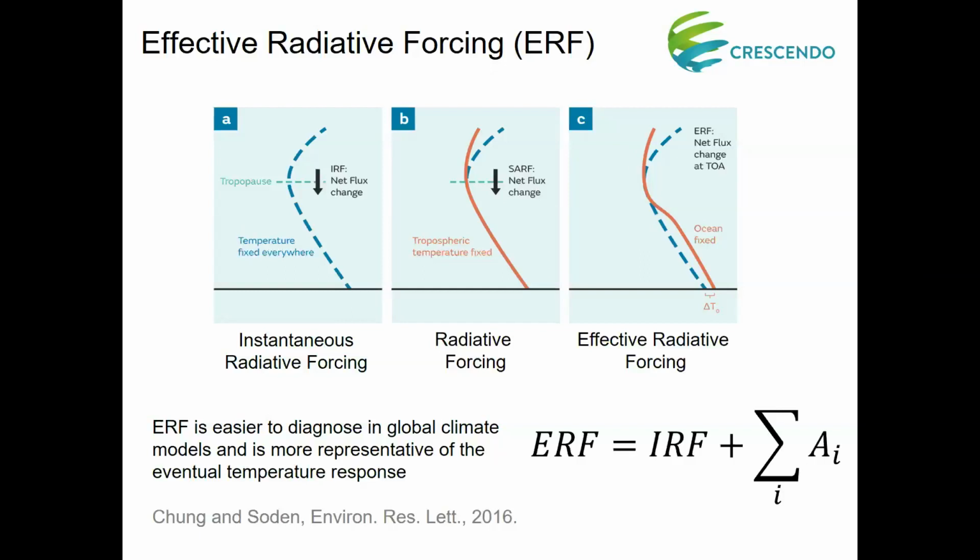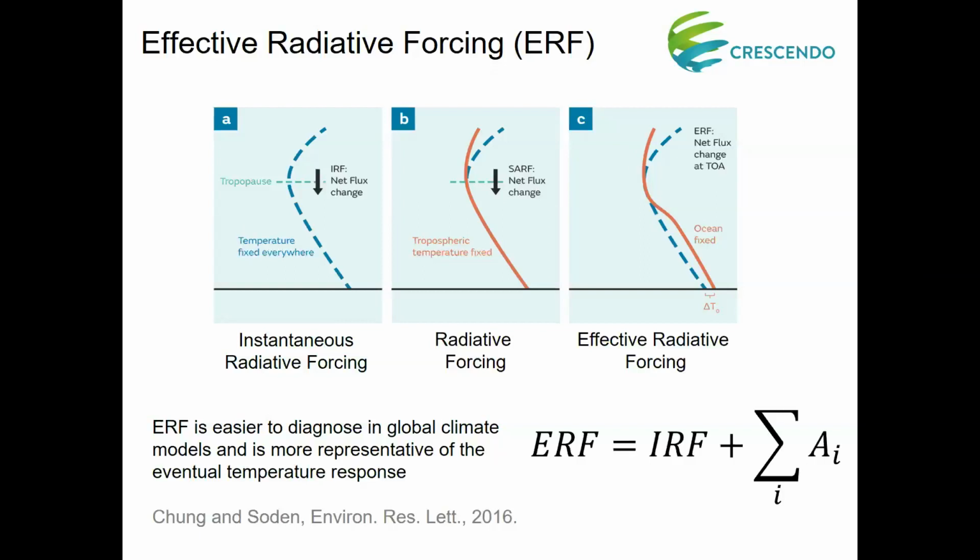So the difference between these two metrics is that with the stratospherically adjusted radiative forcing, you're only including a single adjustment, namely a temperature adjustment in the stratosphere, whereas with the effective radiative forcing, you're including adjustments in the troposphere, in temperature and humidity, you're including cloud adjustments, and there may even be land surface temperature and or surface albedo responses. And we refer to these as adjustments.